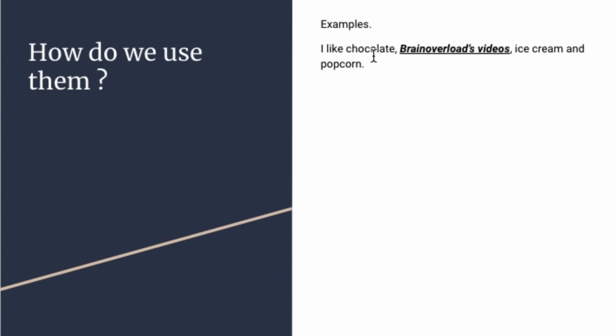So if I said chocolate, Brain Overload's videos, I put a comma between it because there's more than 3 items. There's 4. And then ice cream and Brain Overload's videos, in between that I put a comma. In the last 2 between them, even if the sentence would carry out, we would put an and.